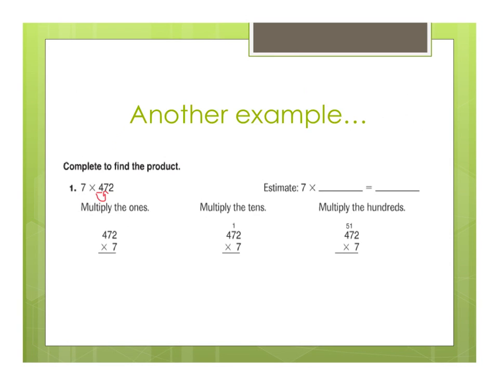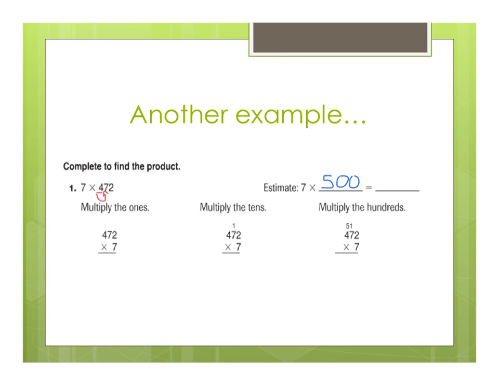5 or more, raise the score. 4 or less, let it rest. Because the 7 here is 5 or more, we're going to raise the score of our underlined digit by 1. That 4 is now going to turn into a 5. And all the digits behind it, which in this case there's 2 digits behind it, are going to turn into a 0. Now I can estimate 7 times 500.